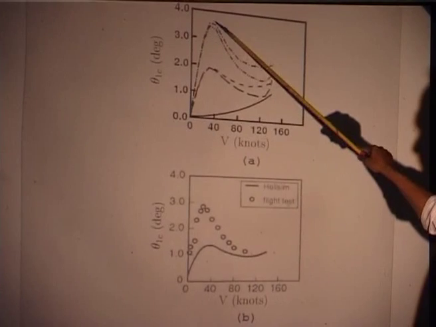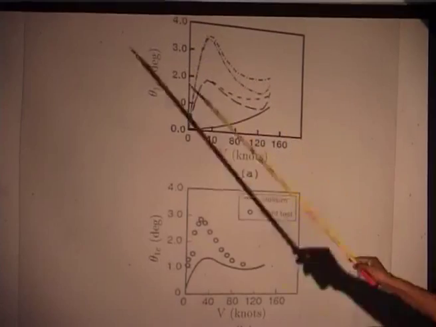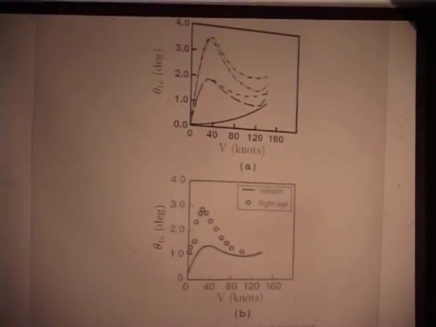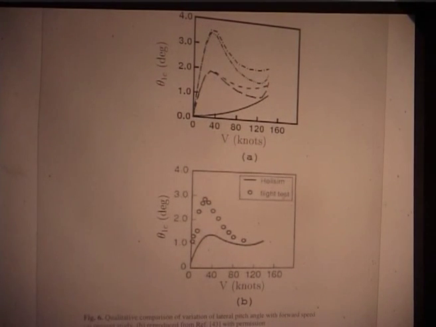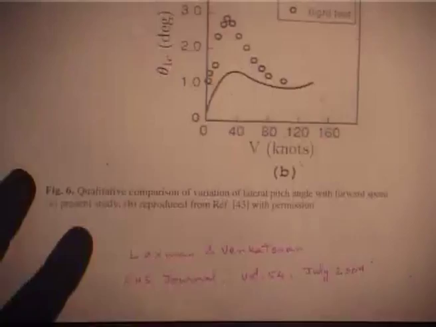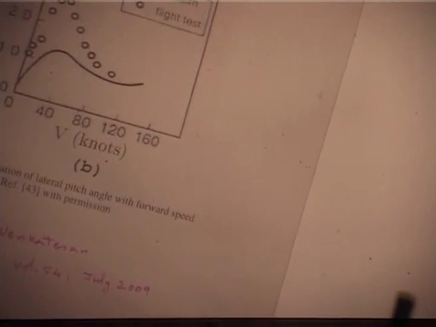and you see it goes up to 3 point something, here also it shoots up, that means a steep rise in the angle for trimming. This is only the trim problem, please understand, we have not gone to stability and other things. That is why we put a qualitative comparison of variation of lateral pitch angle with forward speed. So, this is the present study, and this is reproduced from a reference, that is the Pat Field book. What I am saying is we just published this last year in the AHS, the Helicopter Society journal.